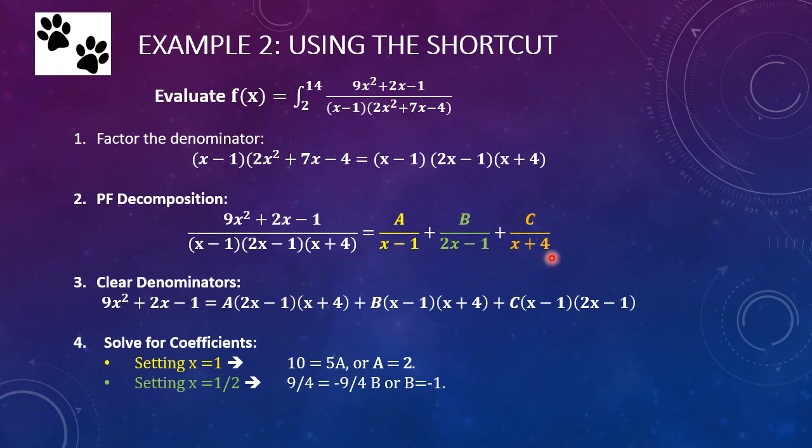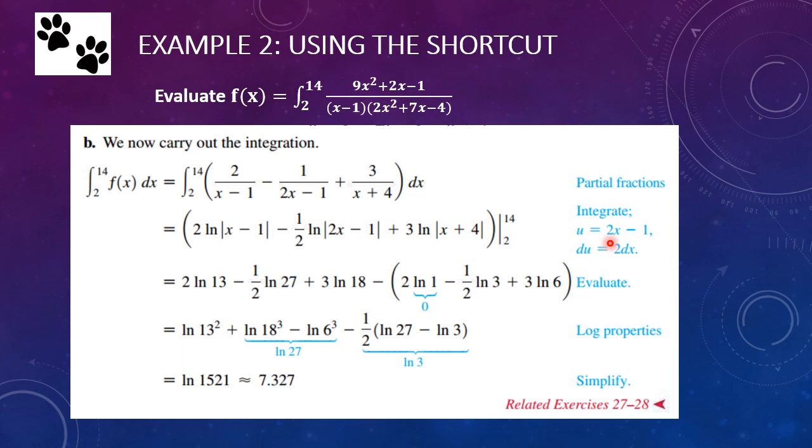And the last one, we're going to set x equal to negative 4, again using the denominator. We set the previous one for x equals 1/2 because 2x minus 1 equals 0. Then we get 2x equals positive 1 and x equals 1 over 2, or 1/2. So for the last one, we set x equals negative 4 to solve for C, and we get 135 on the left, and we get 45C on the right, and that gives C equals 3. At this point, we can rewrite the integrand using the coefficients and solve, as you can see here.